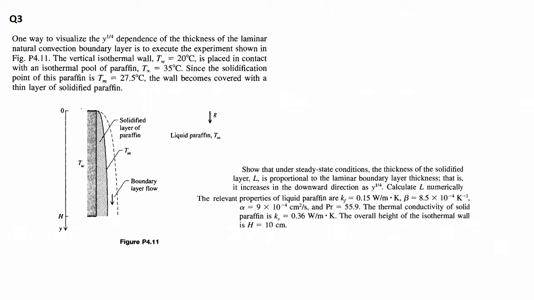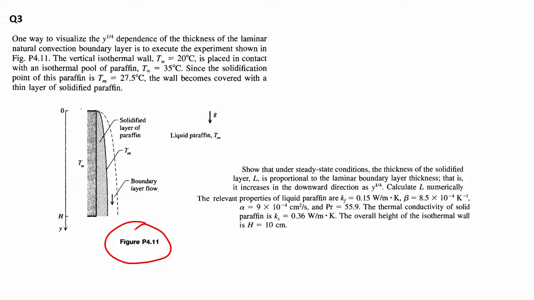Now, let us move to question number 3, which we said that we will do in the last class, and we did not. If you read the question, you will find that one way to visualize the y to the power of 1/4 dependence of the thickness of the laminar natural convection boundary layer is to execute this experiment which is shown in this particular figure.